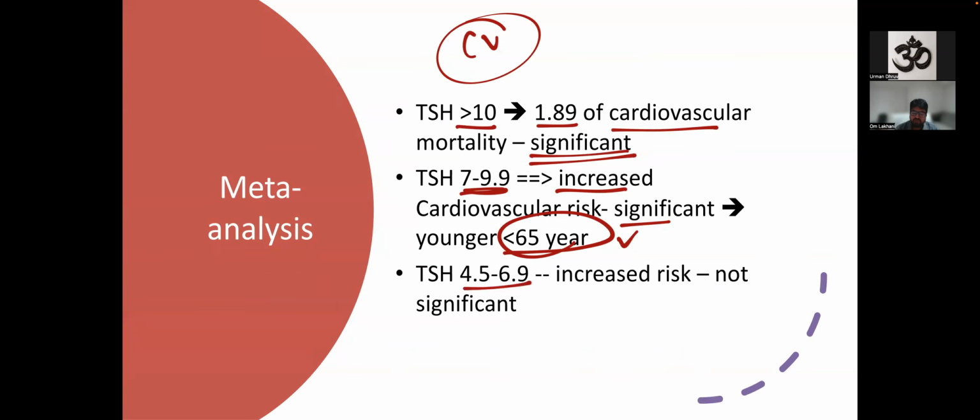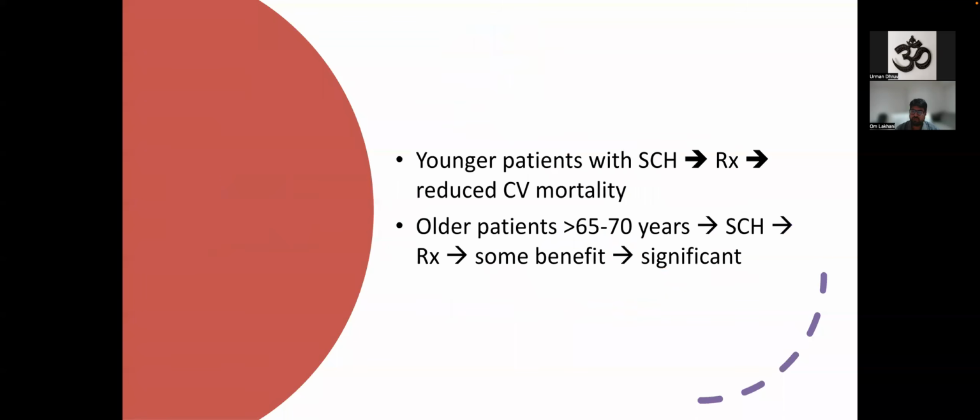But with TSH between 4.5 to 6.9, there is no increased cardiovascular risk, and this is not statistically significant. From a cardiovascular perspective, with a TSH between 5 to 7, you don't really need to treat this patient. In some other situations, you may treat.